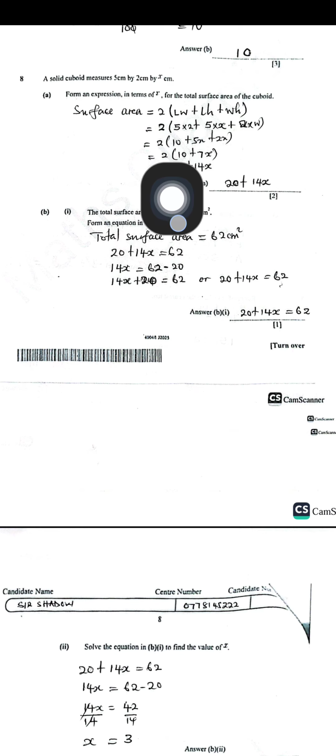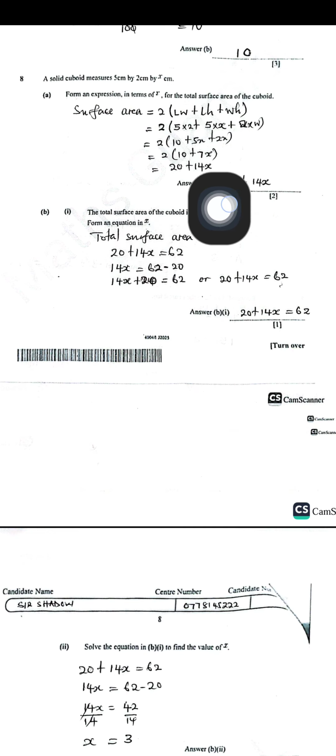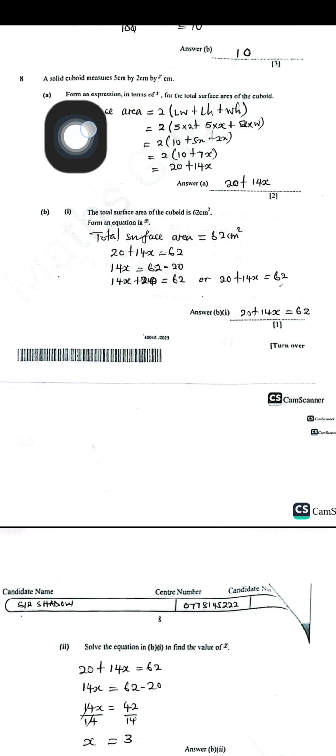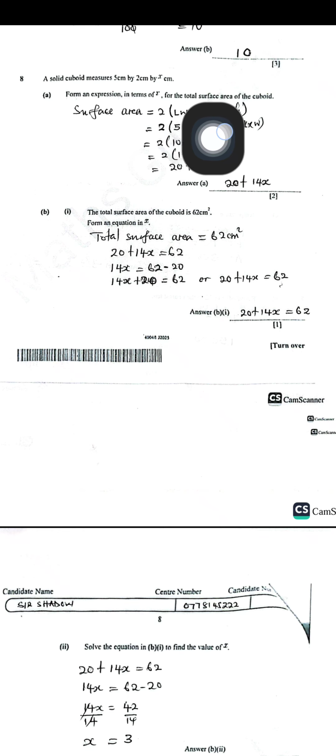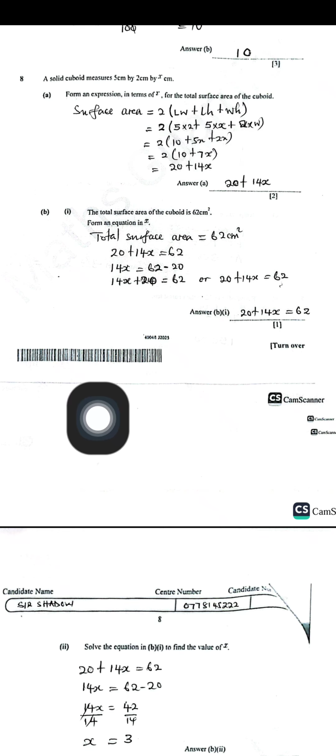This gives us 2(10 + 7x), because 5x plus 2x gives 7x. So 2 times 10 gives 20, and 2 times 7x gives 14x. So the solution becomes 20 + 14x, which is also found right here. This is an expression in terms of x for the surface area of the cuboid.